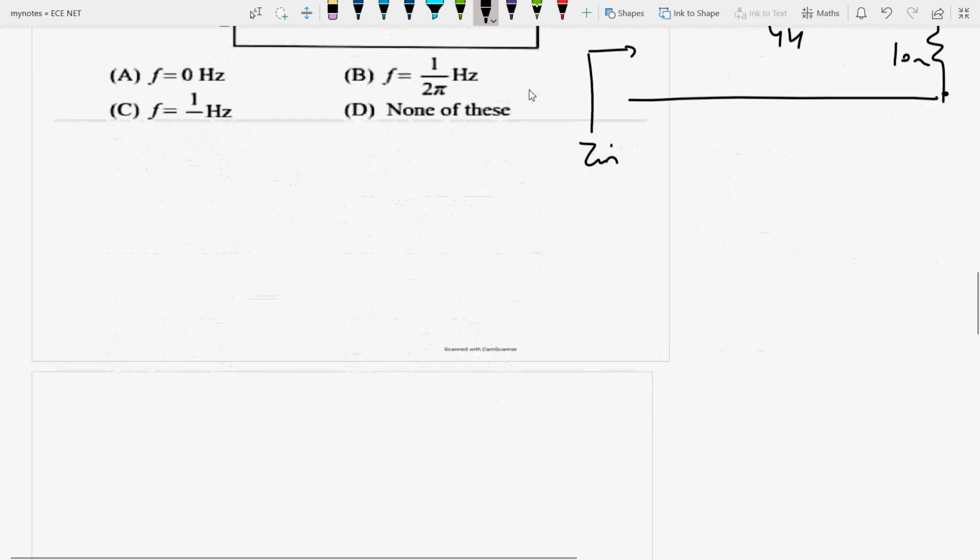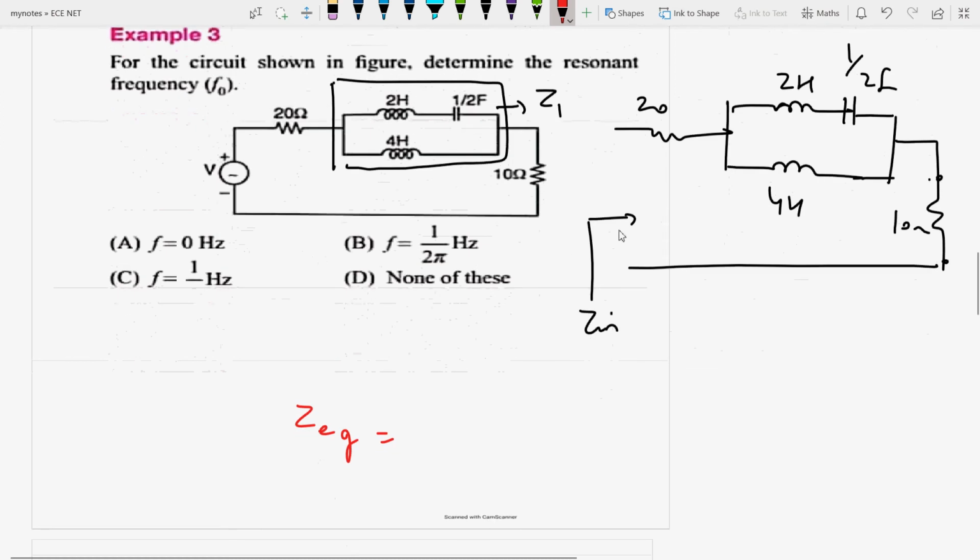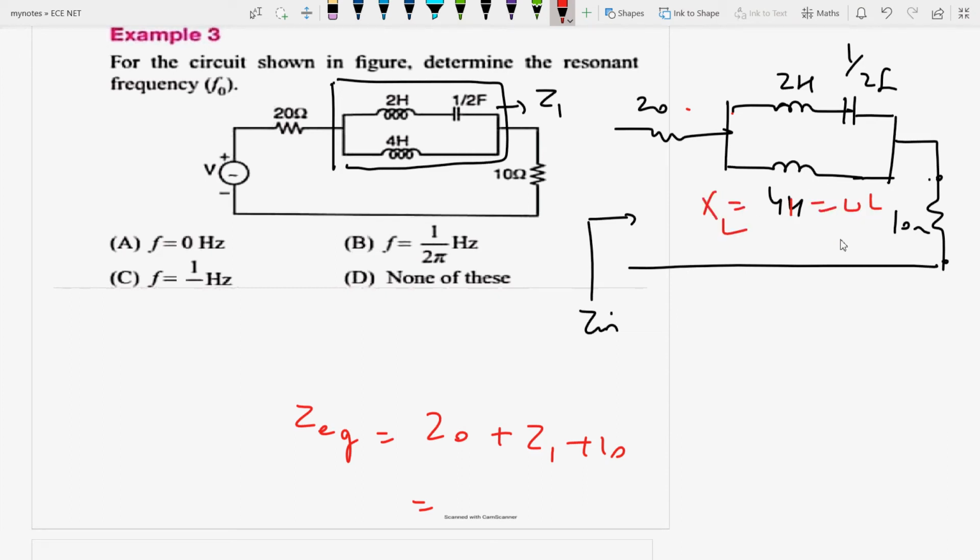You know that Z equivalent is what? As you can see, 20 is in series with this parallel circuit, so this will be 20 plus Z1 plus 10. This is 4 Henry, so XL is omega L, so it will be j omega. You can write it as j 4 omega in parallel with j of twice omega, because it is 2 Henry, minus 2 by omega.